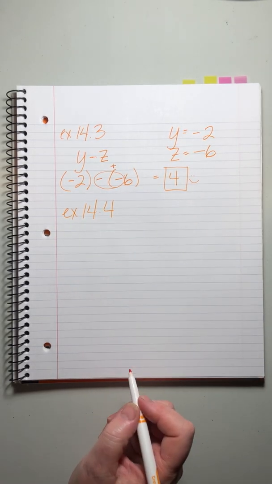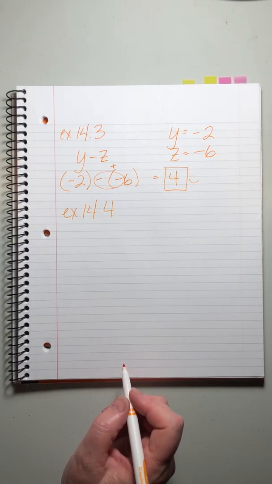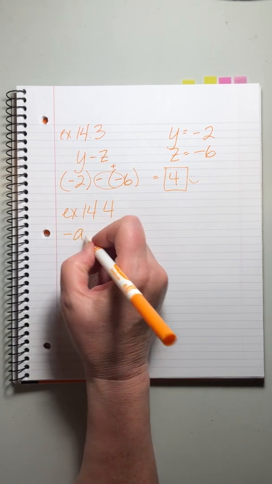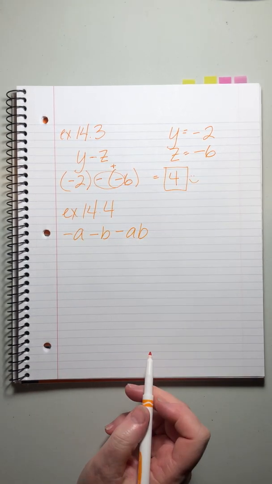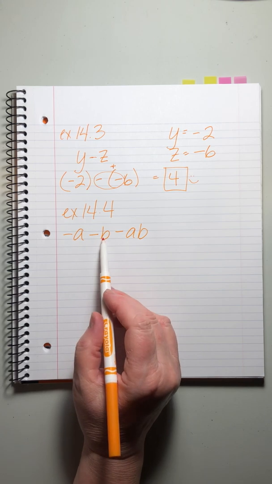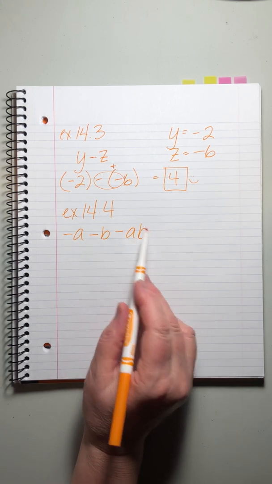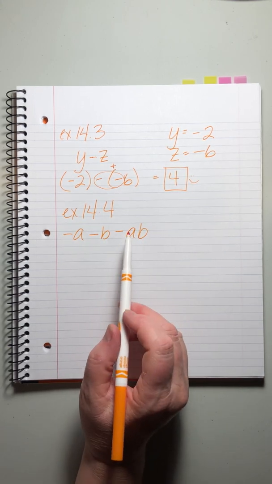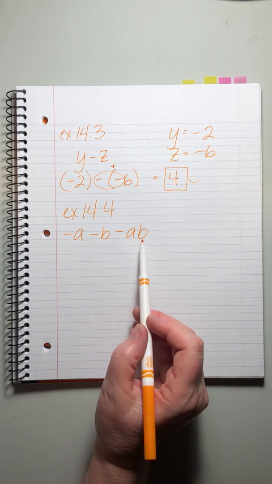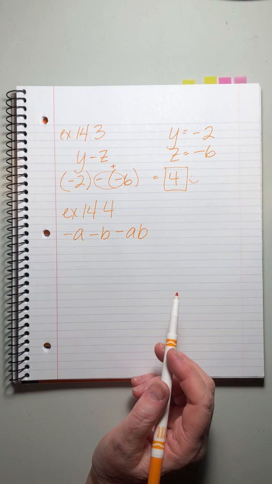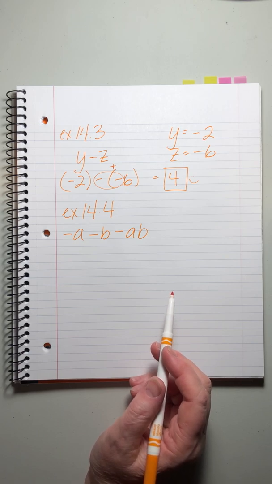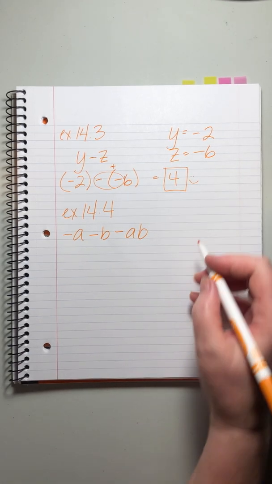Let's keep pushing on through these. Number 4. Okay, it's going to get a little crazy, right? So -a minus b minus a times b. Just thinking in terms of order of operations, we can see we'll need to do this first, and then we'll just go down the line with all those subtractions. A equals -3 and b equals -4.